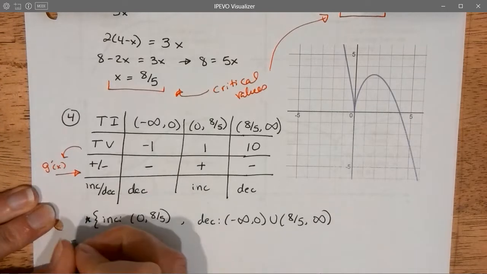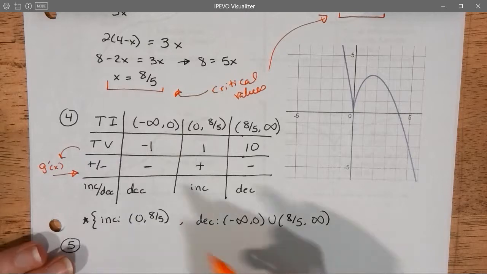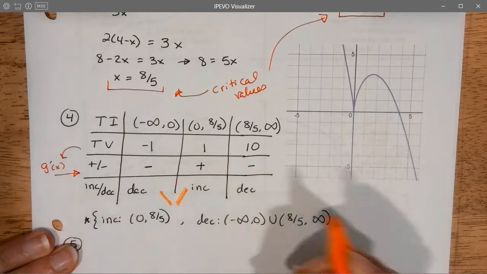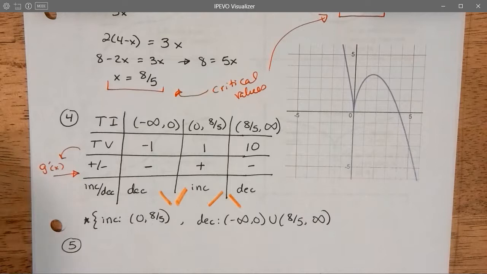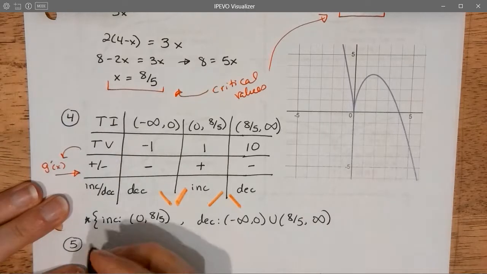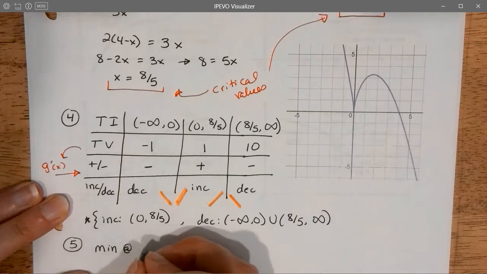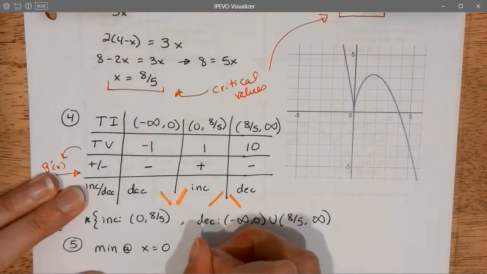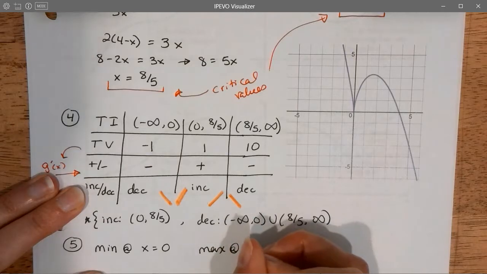Then step 5 is going to have us classify the extrema based on the changes. All right, so we have decreasing to increasing. So decreasing to increasing, that one's going to be a minima. Then we have increasing to decreasing, so that one's going to be a maxima. Okay, so there is a minima at x equals the x value of 0, and there's going to be a max, and again these are local, at x equals 8/5.